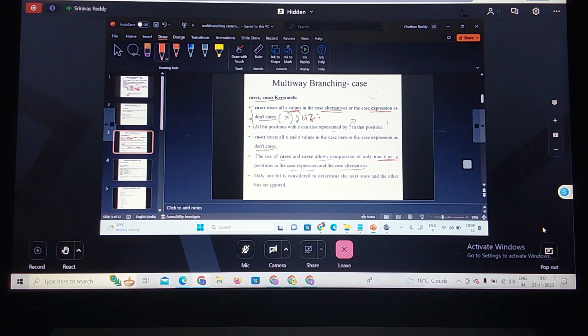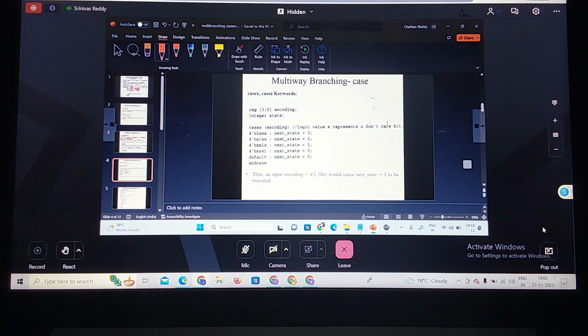Only the specified bits are considered to determine the next state and the other bits are ignored. When you are using case X and case Z, only those bits will be considered to determine the next state, and the other bits are ignored. The use of case X and case Z is for when your input bits may be Z or X. To represent that, you can use case X or case Z statements. Other than 0 and 1, that is how you can model those hardware.